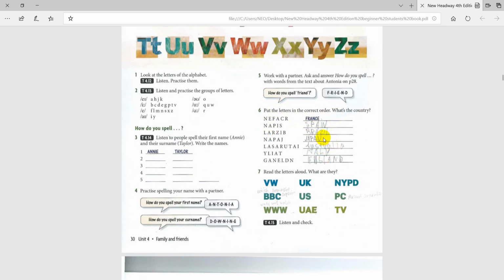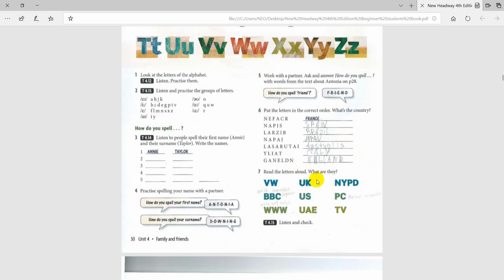Look, the answers have been written before. Here we have L-A-R-Z-I-P, it is Brazil. Also here we have N-A-P-A-G, Japan. L-A-S-A-R-U-T-A-I, it will be Australia. Y-L-I-A-T, it will be Italy. G-A-N-E-L-D-N, it will be England. So this exercise is about guessing the names of the countries.